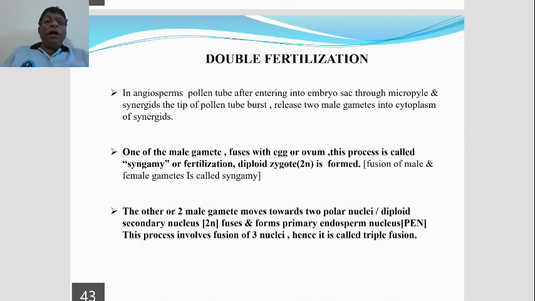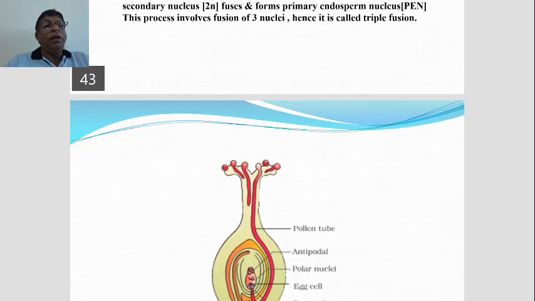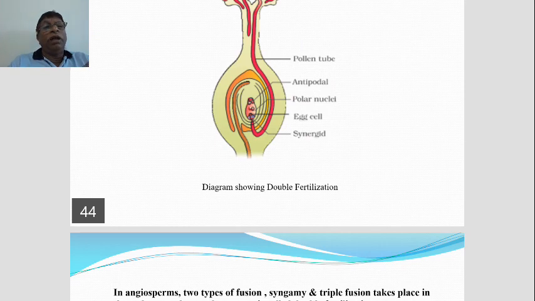Okay. Now, in angiosperms, there is another, second male gamete. The second male gamete moves towards the polar nuclei or towards the diploid secondary nucleus or the definitive nucleus, fuses, and forms the PEN, primary endosperm nucleus. This process involves fusion of three haploid nuclei. Hence it is called triple fusion. So fusion of male gametes takes place again, a second time. Okay. Triple fusion. See the diagram showing double fertilization.